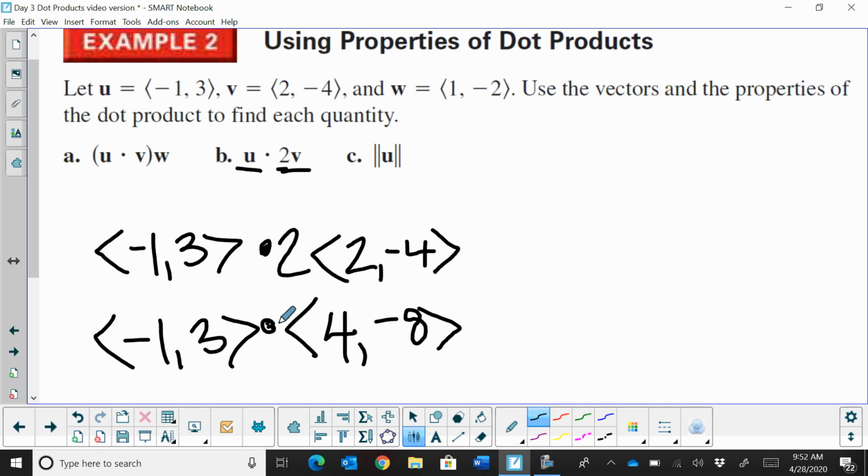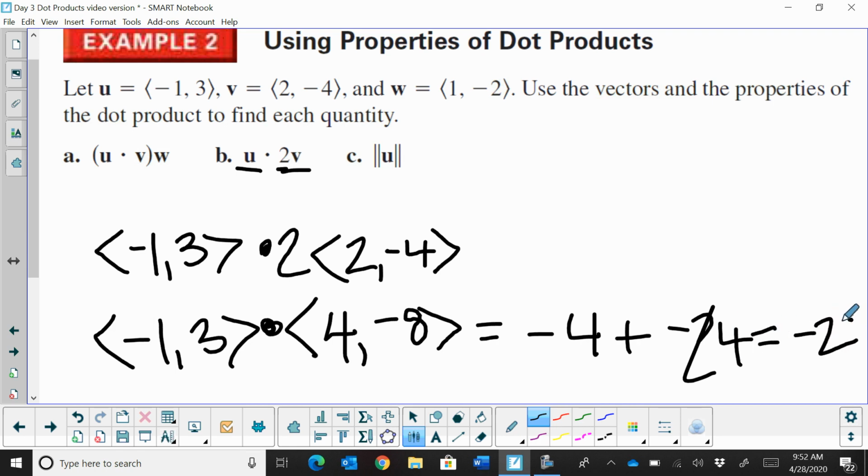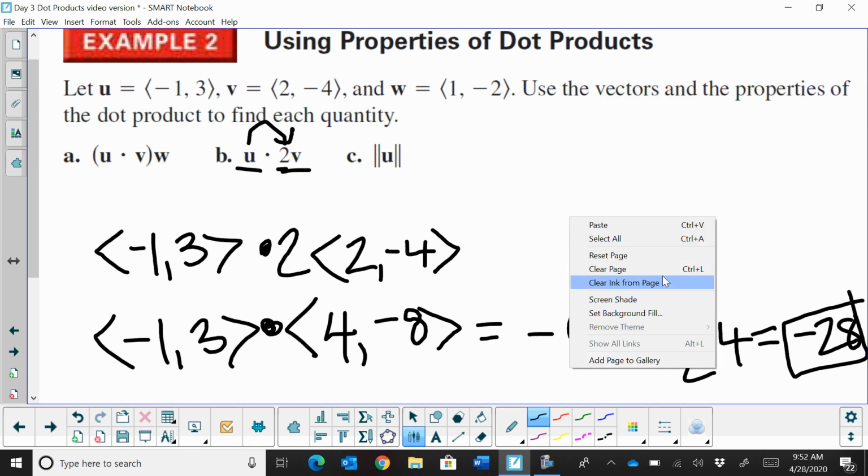So the dot product of u and 2v is going to be -4 plus -24, which is -28. So that ended up being a scalar, a constant value. Why? Because I'm multiplying a vector with a dot product. Okay? Now let's find the magnitude of u.